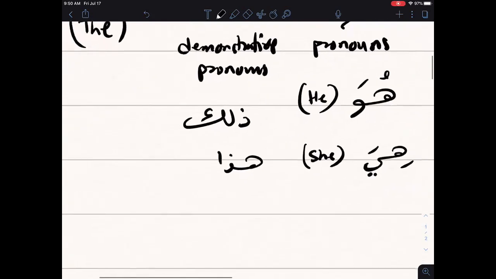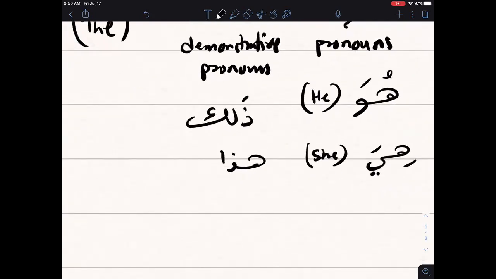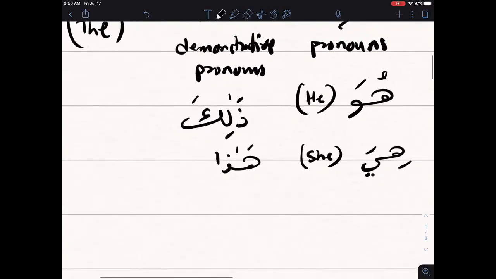Demonstrative. Okay, when I write dhalika, remember there is a small alif here, dhalika. And hada, same thing, hada. So dhalika and hada.